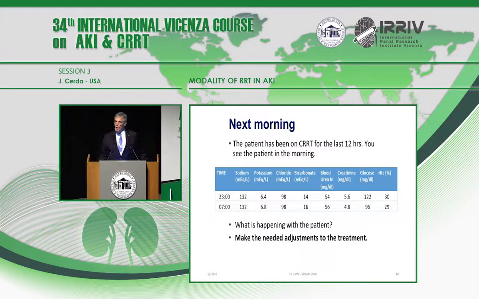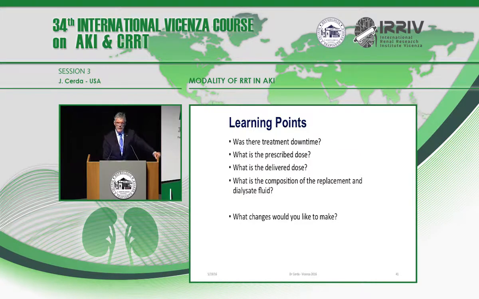But the following morning, these are the labs. The sodium is 132, the potassium is 6.8, and the chloride is 98. The bicarbonate hasn't gotten much better. The BUN is 56, the creatinine 4.8. What is happening to the patient? So we need to make some adjustments here, because he thought that he was doing something good.